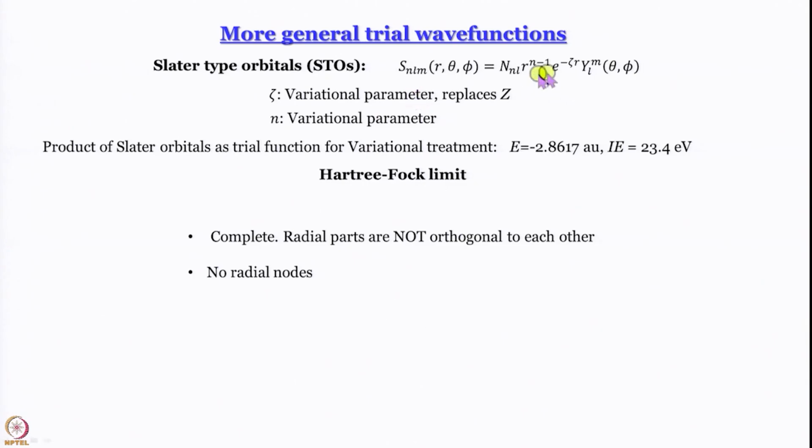You equate this to 0, where will it be equal to 0? At infinity, nowhere else. But you can have angular nodes, because the angular part is there, and there is no guarantee that the angular part will be such that it will not be equal to 0 at some value of theta, some value of phi, right. So, these are close to hydrogen atom wave functions, but not quite, and they include variational parameters.